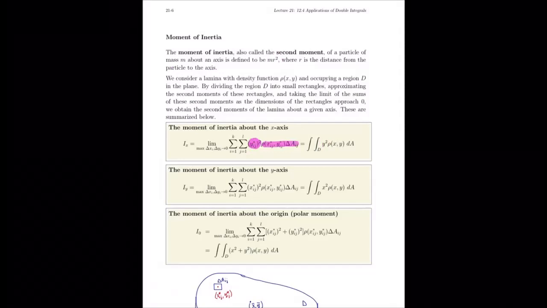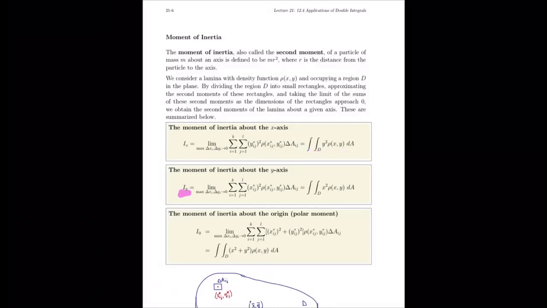Density times area is the mass for this lamina. We shrink the dimensions of these rectangles to 0 via the limit, which yields the double integral of y squared rho of xy dA. So it's essentially an integral formula at the end of the day. This would be the moment of inertia about the x-axis, the tendency to rotate about the x-axis or resist rotation.